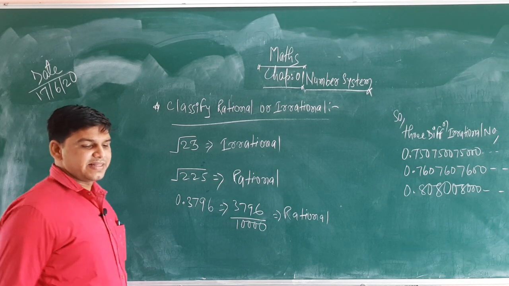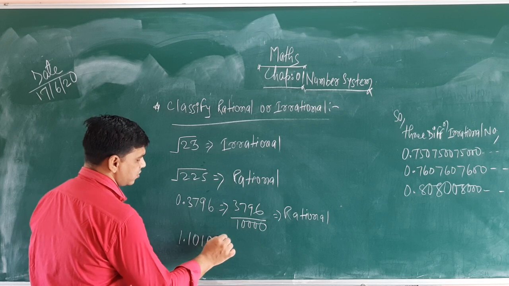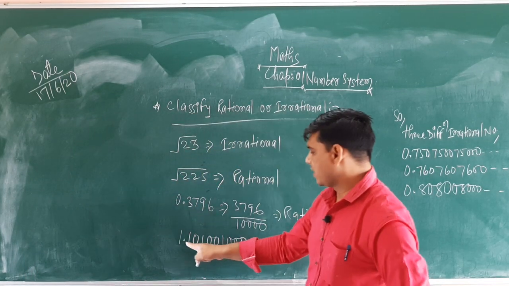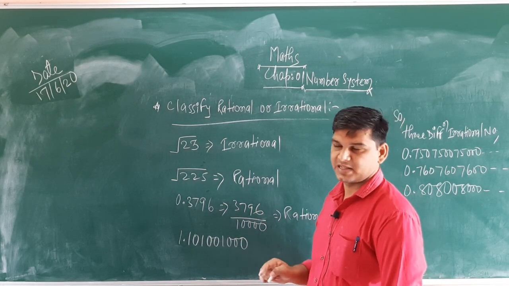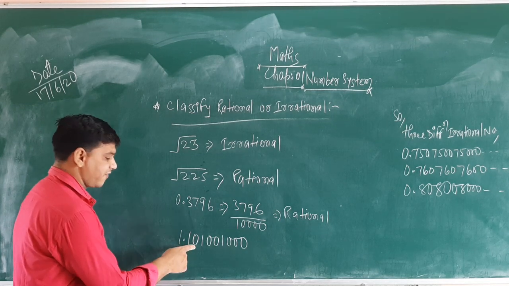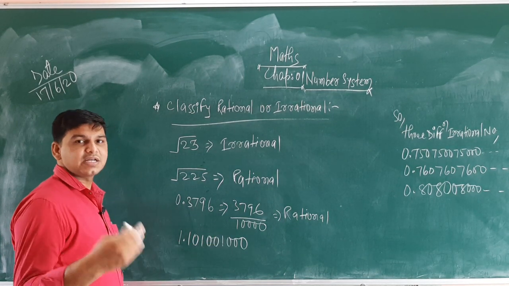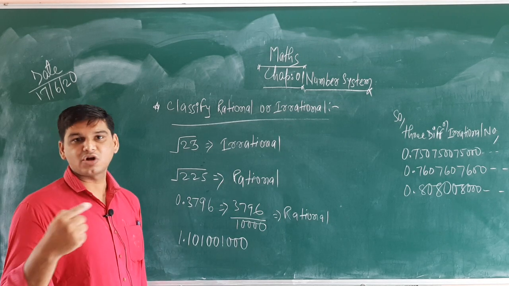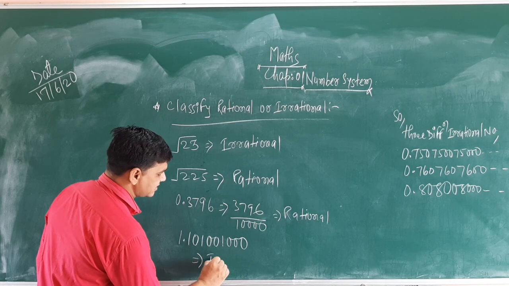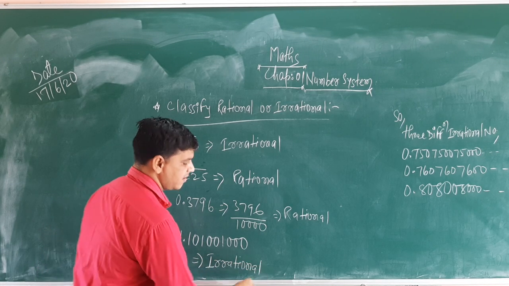Now another example, 1.10, 100, 100. Now see that this number has a non-terminating decimal. First see that 1, after it 0, then 1, then 20, 1, 30. It is a non-repeating number. It is not a non-terminating repeating number. So it is always an irrational number.